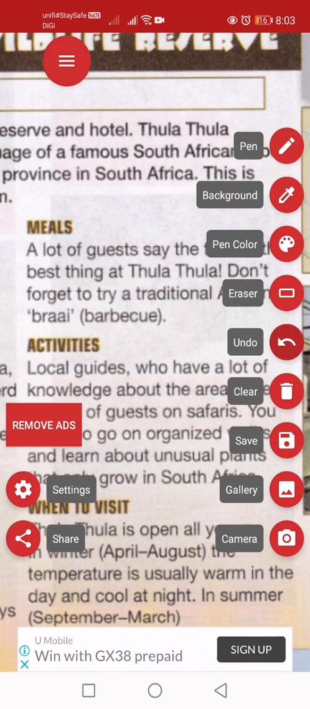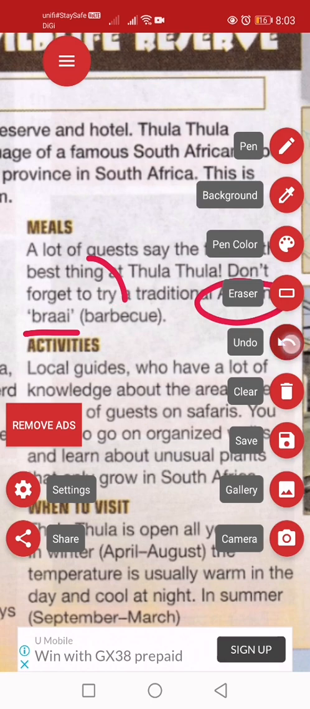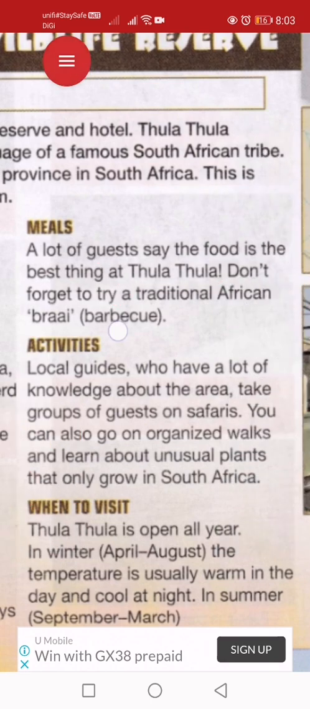Makanan tradisional orang Afrikan, okay, kita panggil braai. Braai itu ialah sejenis barbecue. Sejenis macam orang panggang lah. Barbecue ialah panggang kan. Okay, and the next one, activities.